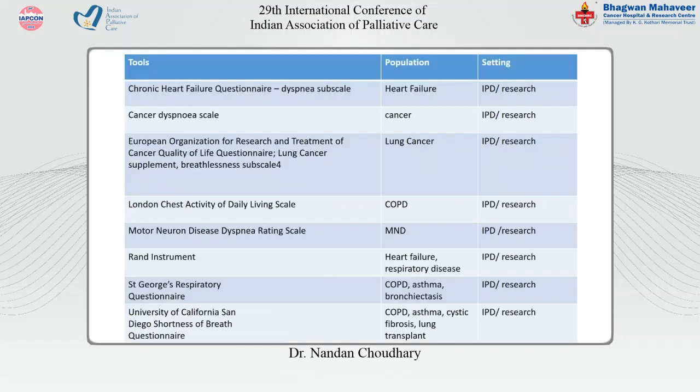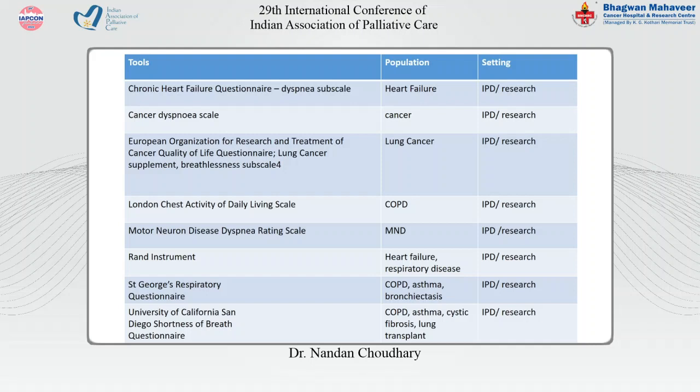Sometimes we also deal with motor neuron disease, and this kind of patient suffers from dyspnea. So measuring dyspnea is important in these patients, and we can use the Amyotrophic Lateral Sclerosis Functional Rating Scale Revised for them. And these are the simple tools which can be used in home care or OPD settings.